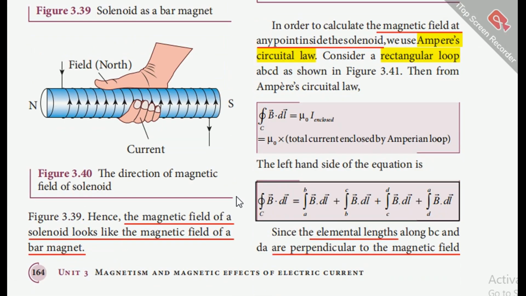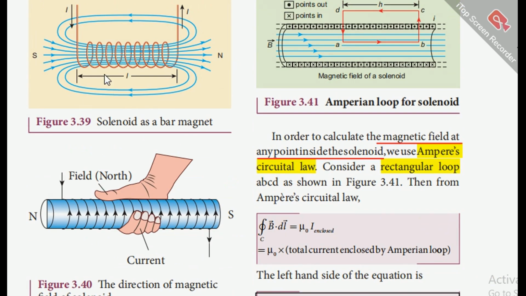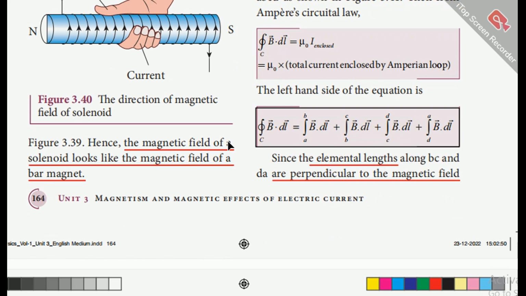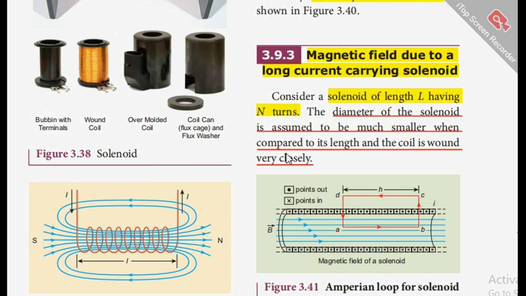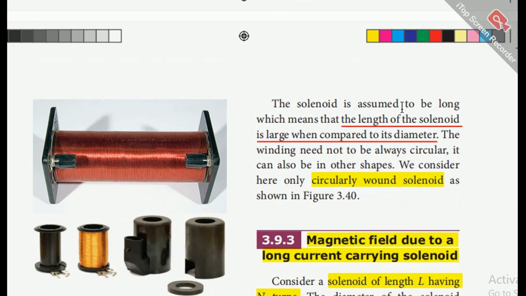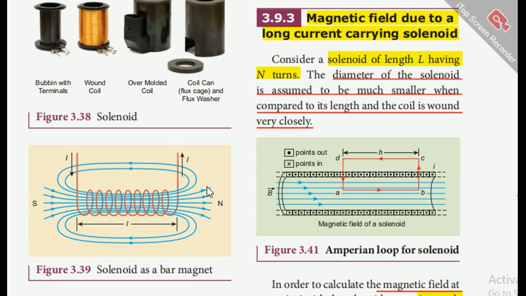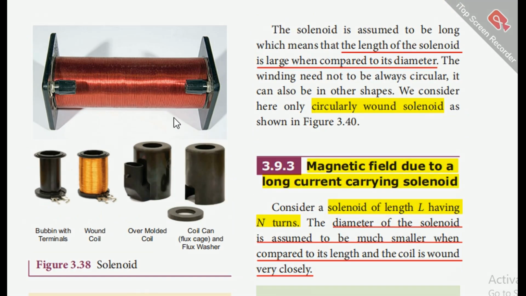This is shown here in figure 3.39. Hence, the magnetic field of a solenoid looks like the magnetic field of a bar magnet, having two poles, north and south pole. The solenoid is assumed to be long, which means that the length of the solenoid is large when compared to its diameter. The winding need not be always circular, it can also be in other shapes. We consider here only the circularly wound solenoid as shown in 3.40 here. So these are the different types of solenoids.